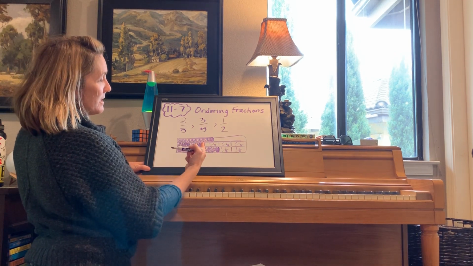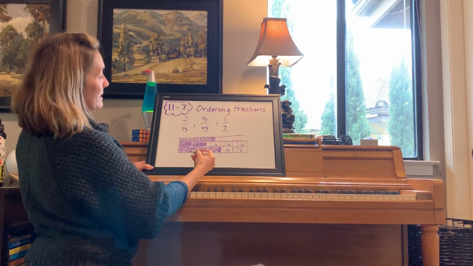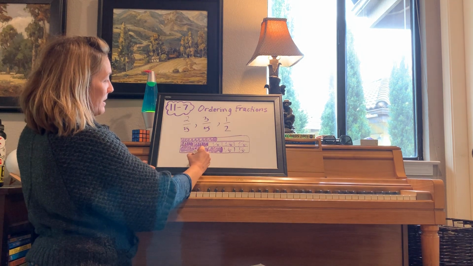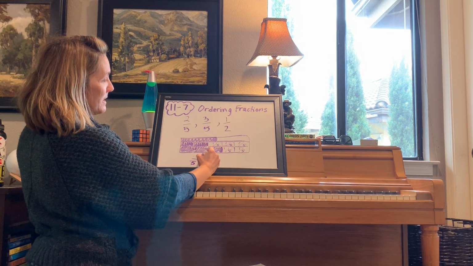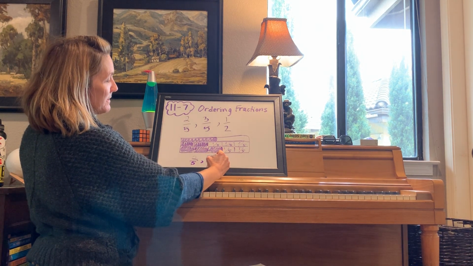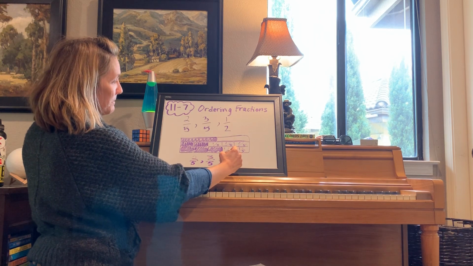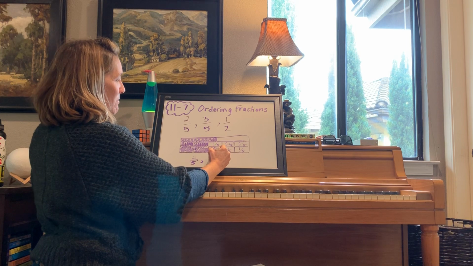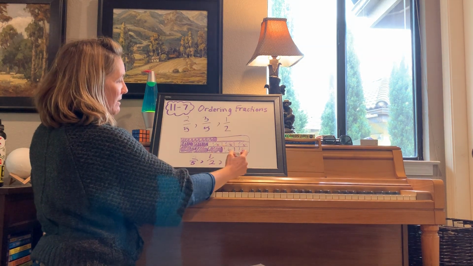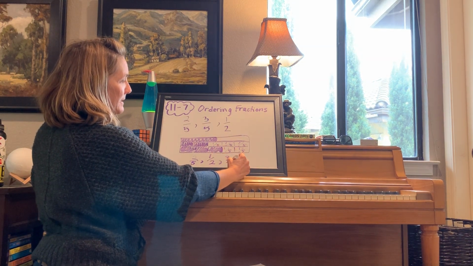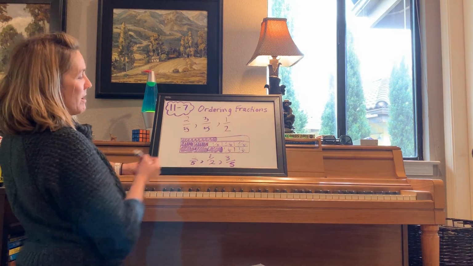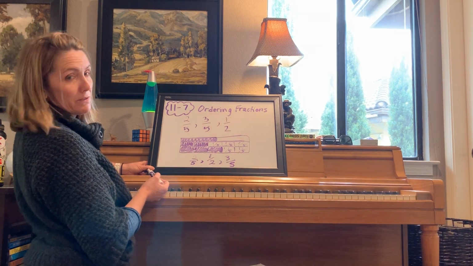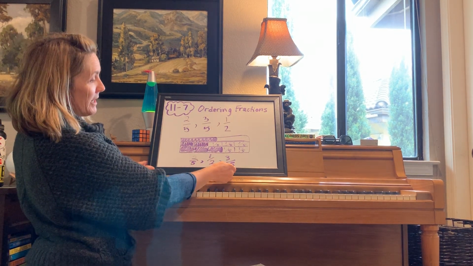So if we were to order these from least to greatest, it would first be 2/5, then, whoa, sorry, it'd be 2/5, then 1/2, and then it would be 3/5. So that's the visual model showing you how to order these fractions from least to greatest.